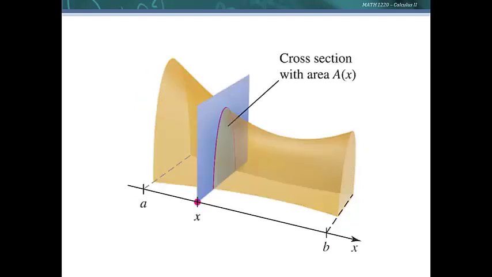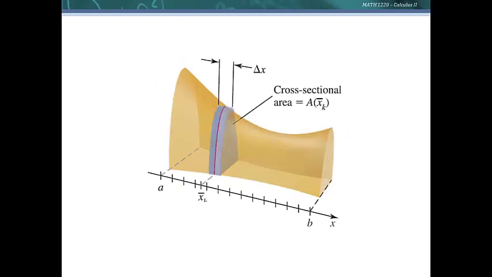So we could have any kind of a shape like this, and we could have this idea of taking a slice and looking at a cross-sectional area of this slice. We could find this as the area under a curve, and then we could take a little thickness, which we are going to call delta x, and find the area of this slice. We're calling this x bar of k, so we're just looking at some representative x, and we're finding that area there, and we're going to multiply it by delta x, a little thickness.